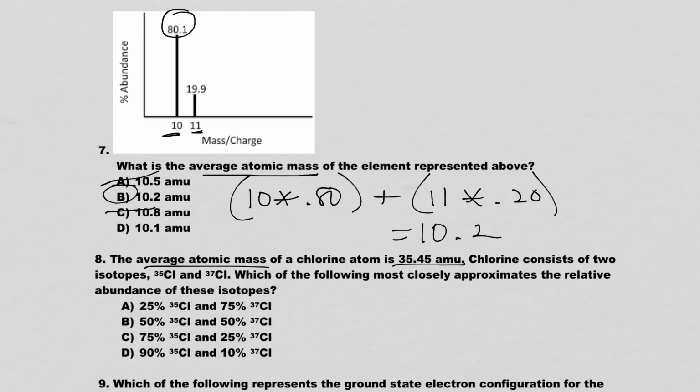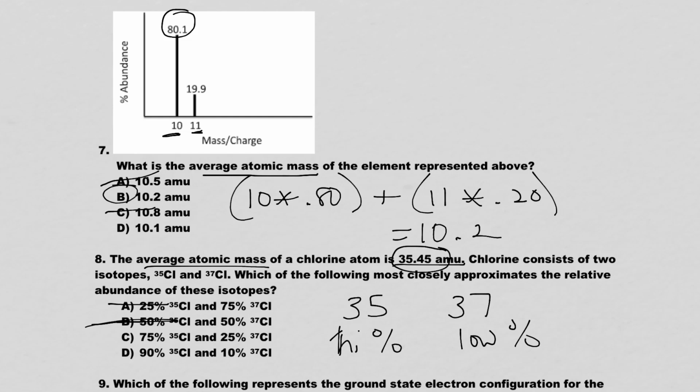Okay, we can solve this mathematically, or we can just reason it out. We have a mass of 35 and a mass of 37. B caught my eye. If they were 50-50, then the average on the periodic table would be exactly in between, which would be 36. So we can tell B can't work, because the average is skewed towards 35, so that means the mass 35 isotope has the highest percentage. So this has a high percentage, and this would have to be a low percentage. It can't be half and half. It can't be A, because the average would be close to 37. So that leaves us with C or D.